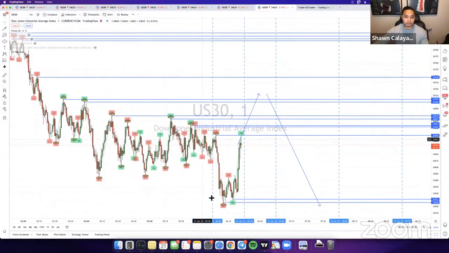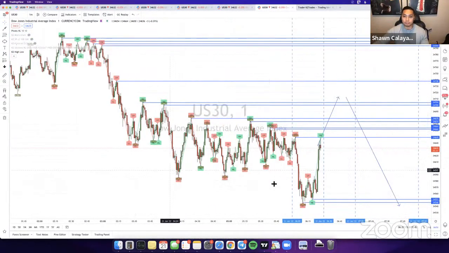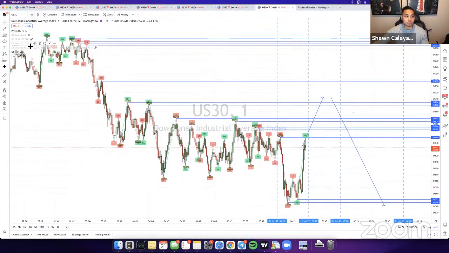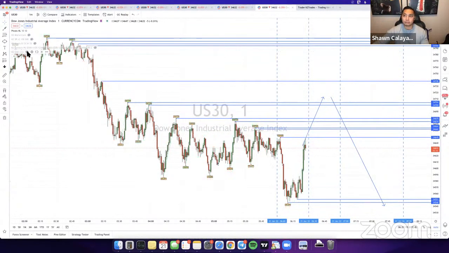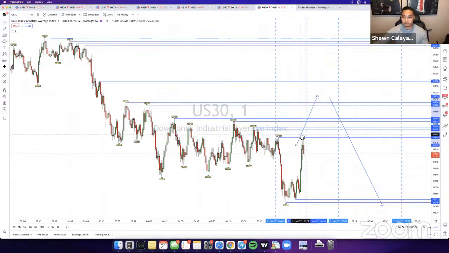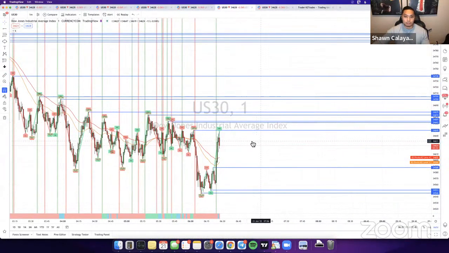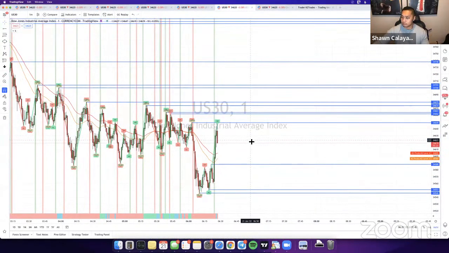So we got all these areas of liquidity marked up right here. Looks like we're good to go on this chart. Market is opening in about 3 minutes. So let's see what happens here. Other than that, let's see.